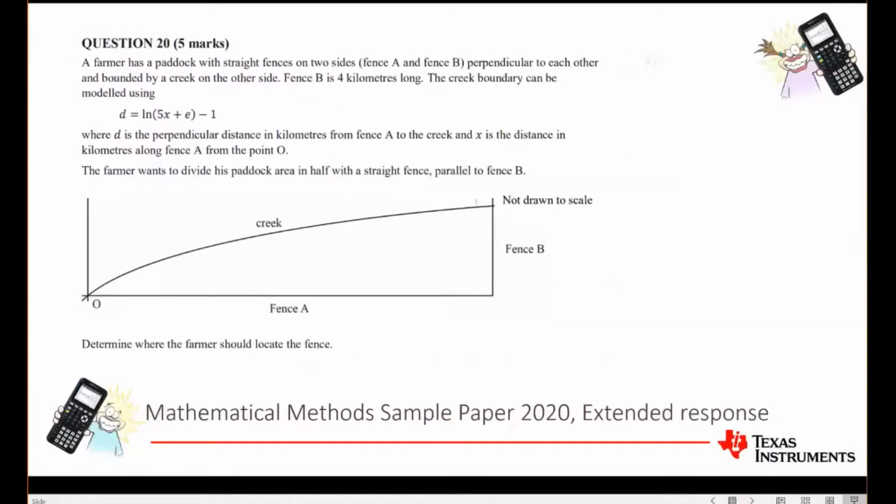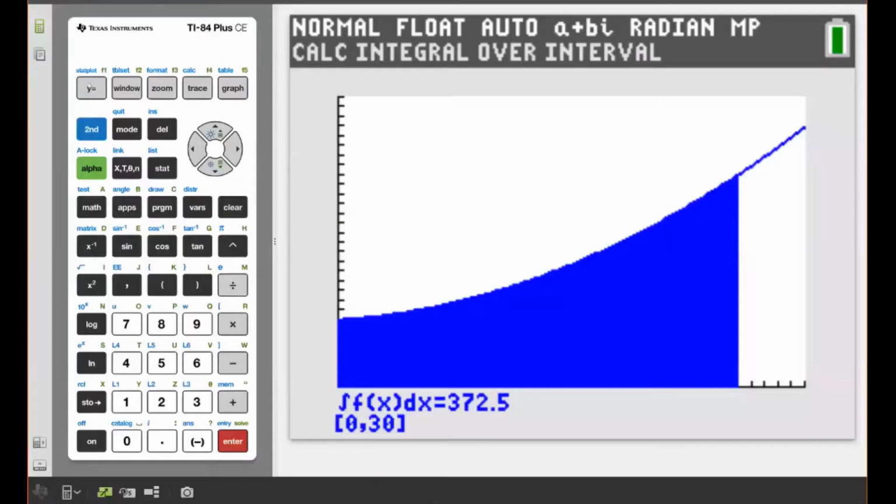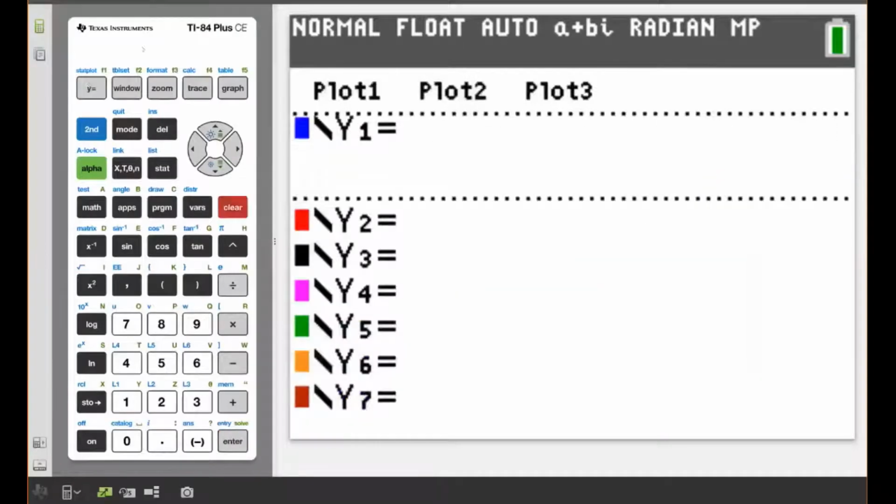There we go. I love this question. I thought it was a really good, interesting question to put in the exam, and there's a lot of stuff with technology that you can do to answer it. So getting stuck in here, before we talk through it, I'm just going to put in this equation.